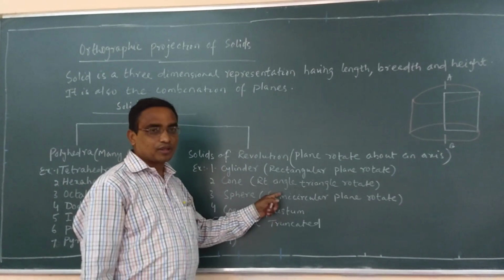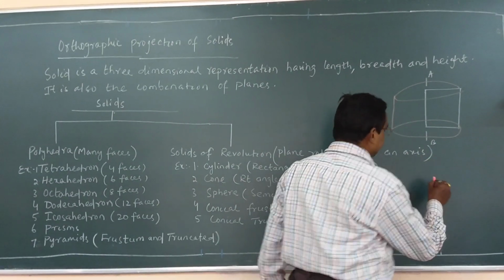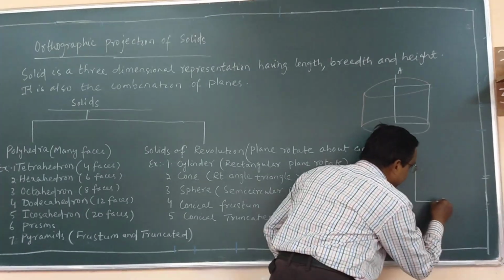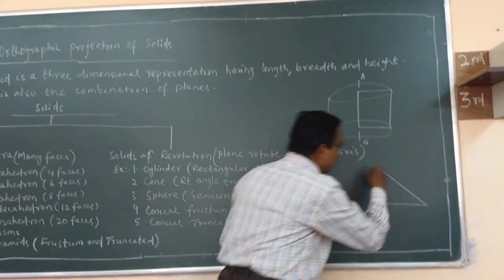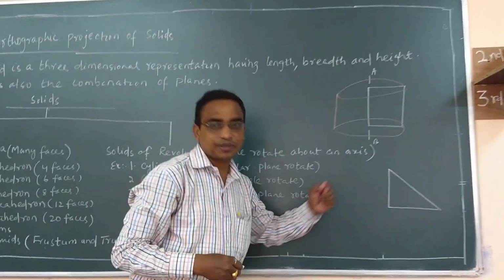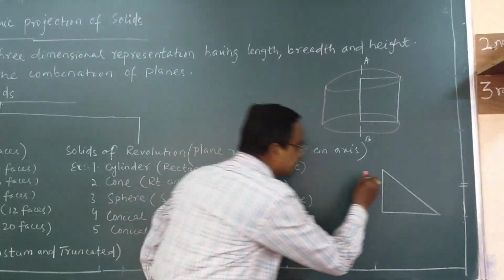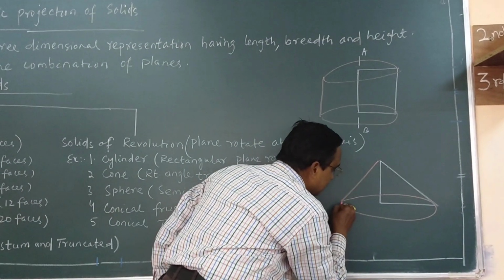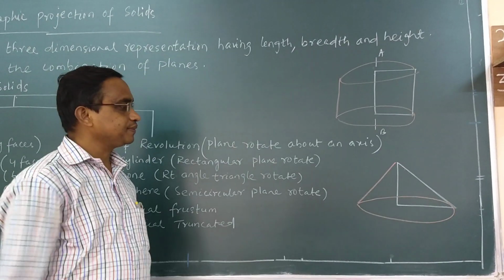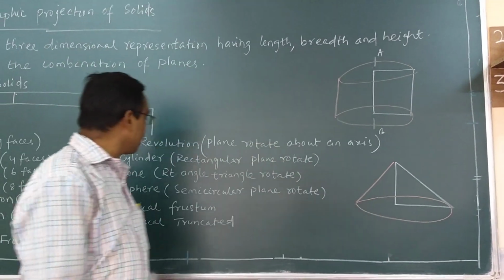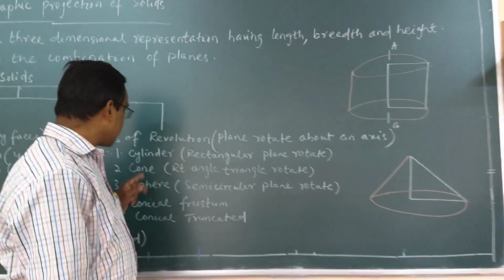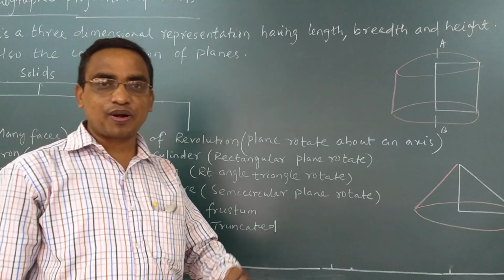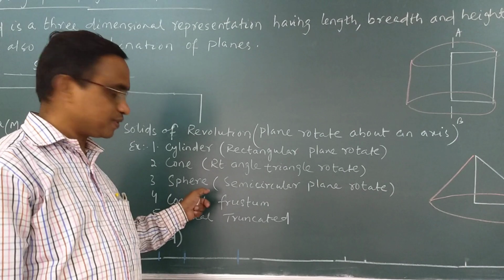Second one is the cone. When a right angle triangle rotates about its perpendicular or about its base, then the cone is formed. Just you mark, it rotates about its perpendicular, so the cone is formed. It belongs to the solids of revolution group. Third example, sphere. How is the sphere formed? When a semicircular plane rotates about its diameter, the sphere is formed.